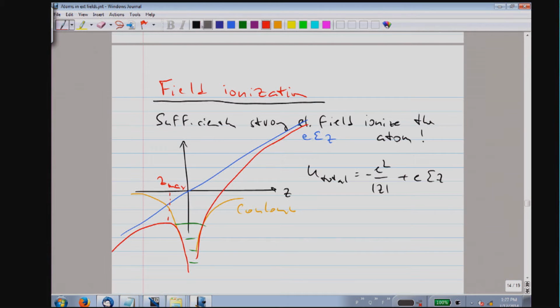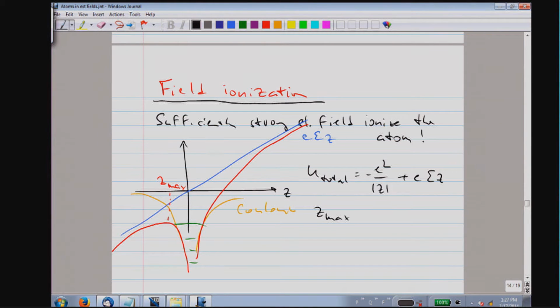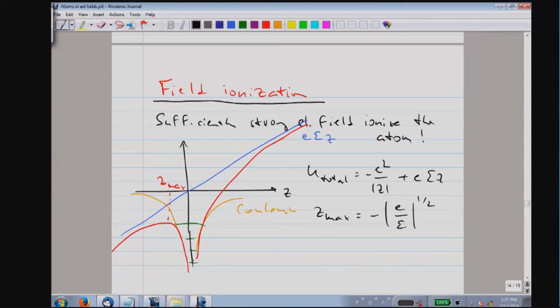What we need is the position of the saddle point, where we have a maximum. This is a one-dimensional cut, and this one-dimensional cut has a maximum at this position. By taking the derivative of the total potential, you immediately find this to be of that value. And now what we are calculating next is the potential energy at this point.